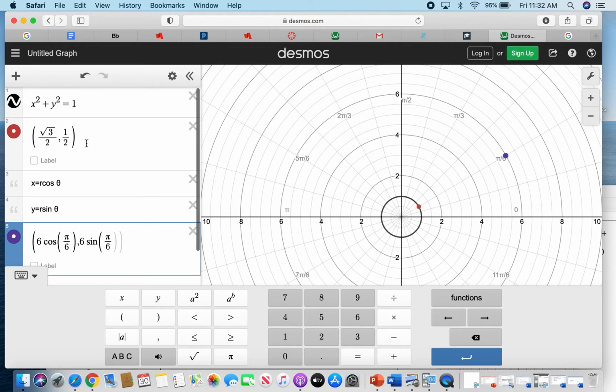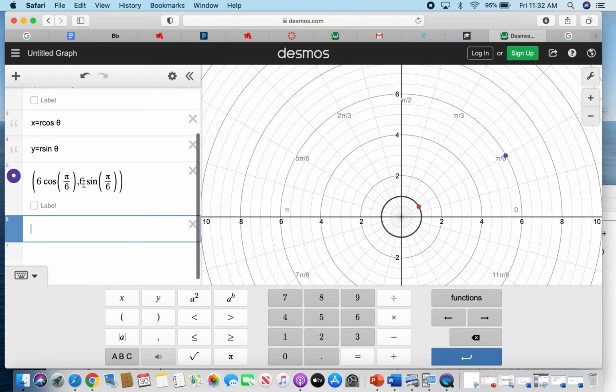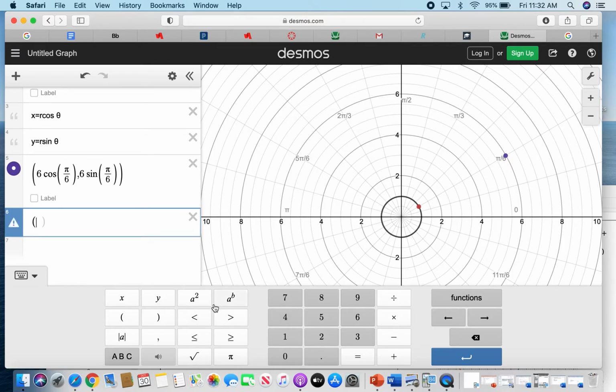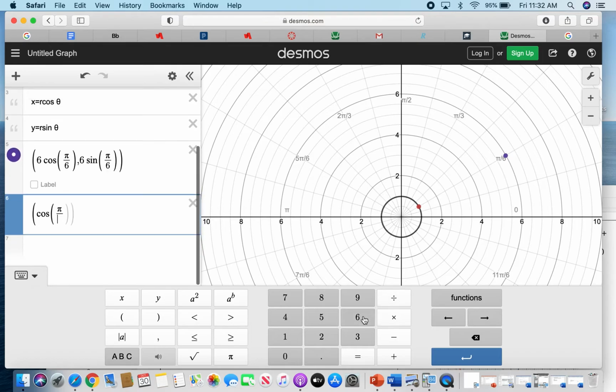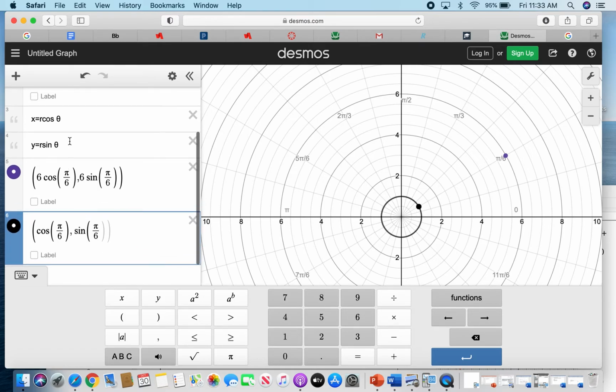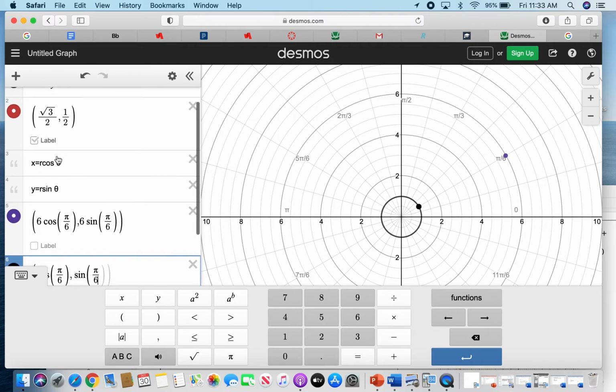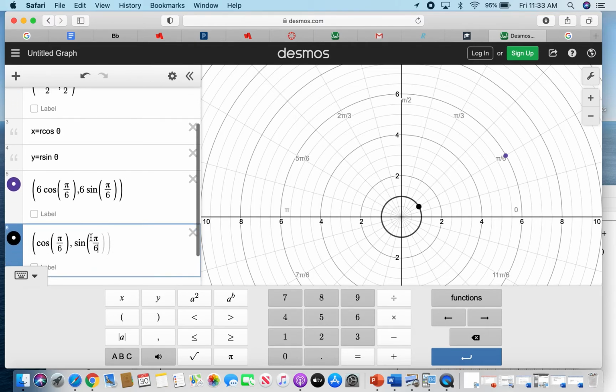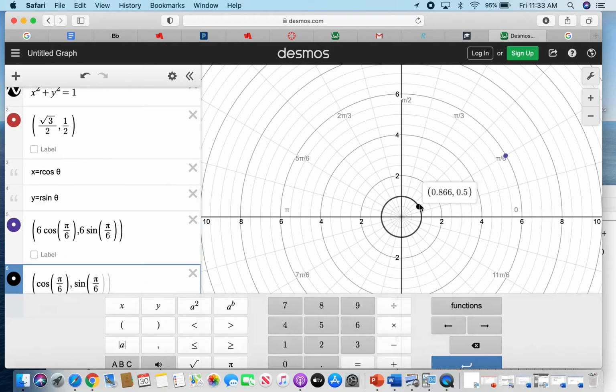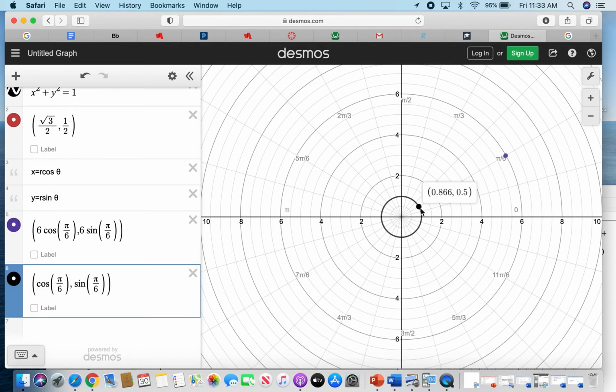This represents a radius of 1. Now, if you want, you can also put cosine pi over 6 so that it is going to dot it here. So you have cosine pi over 6. This means radius of 1. And then sine pi over 6. And you would notice that it's going to block the red graph because it's the same as the square root of 3 over 2. That's the value of our cosine function at pi over 6, 0.866, and the value of sine pi over 6 is 0.5.